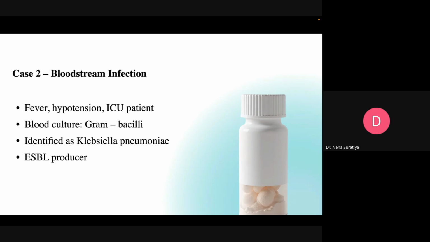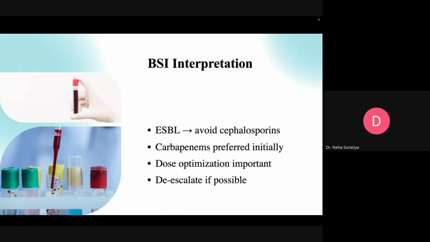Okay, so treatment of choice will be different in this case. So what will be the treatment? See this interpretation. You need to understand how you are doing the interpretation. ESBL, that means cephalosporin you will avoid. As I earlier told you, penicillin and third generation cephalosporin will not work. So you will completely avoid cephalosporin in case of ESBL. What will be preferred here? See, carbapenem preferred initially. Okay, so carbapenem will be the preferred choice.